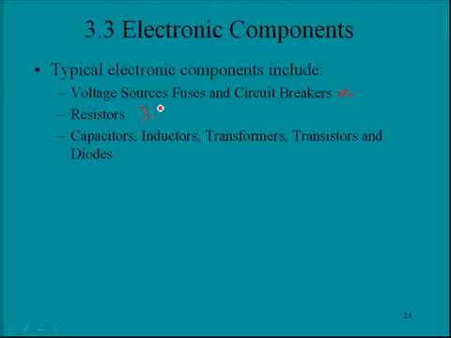That'll be 3.3b. And I hope to conclude this with capacitors, inductors, transformers, transistors, and diodes. This would be in a third section, 3.3c. I don't think a D will be needed, but we're planning to do it as A, B, and C.